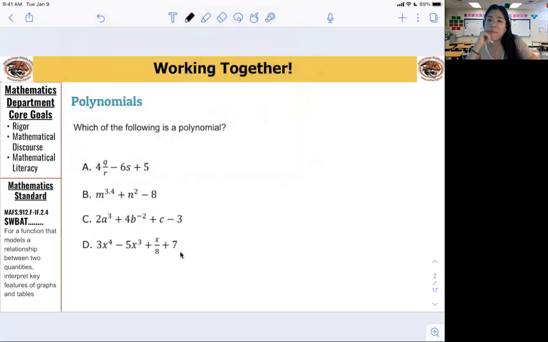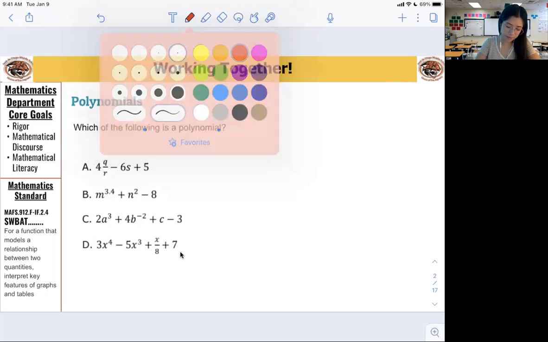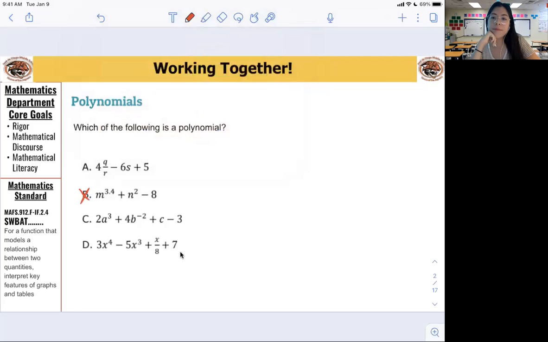B? B and A, yeah. So let's start with B. What's wrong with B? It has a decimal as an exponent. Good. So exponents can't be decimals.